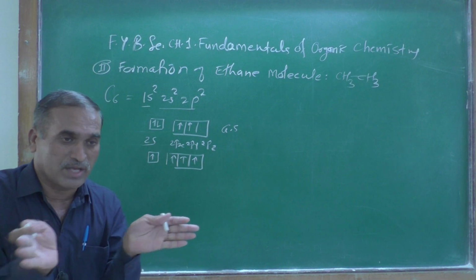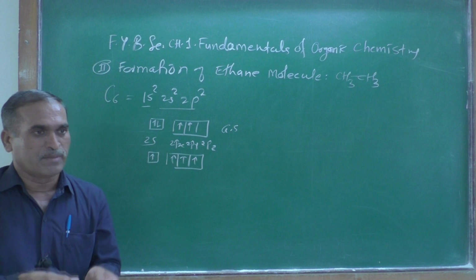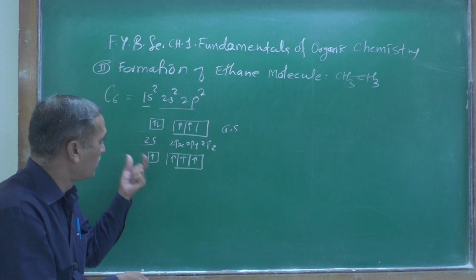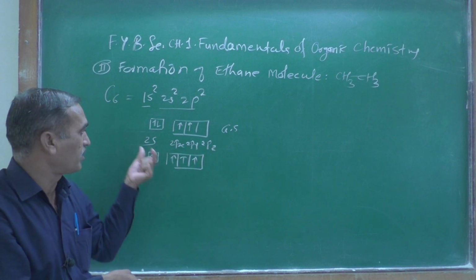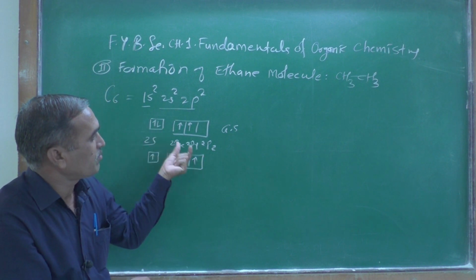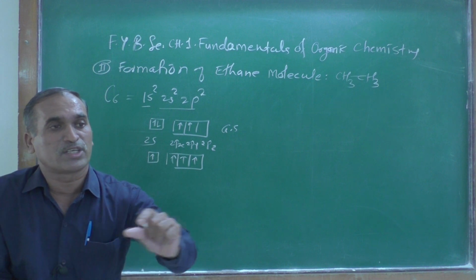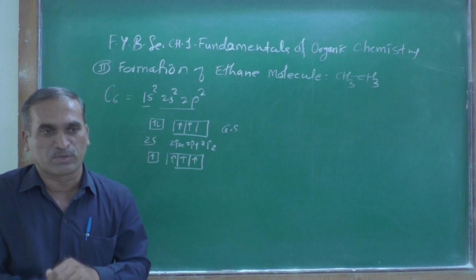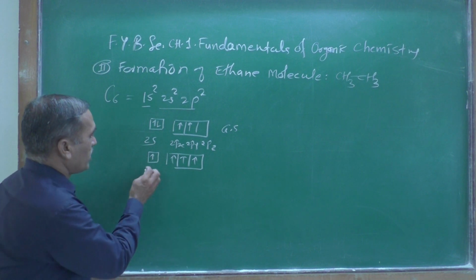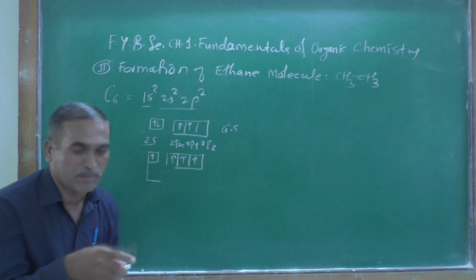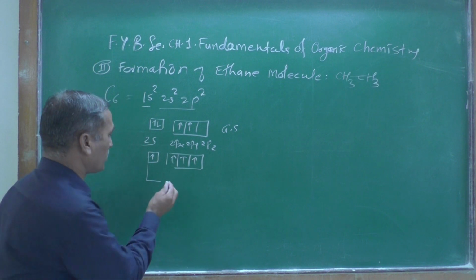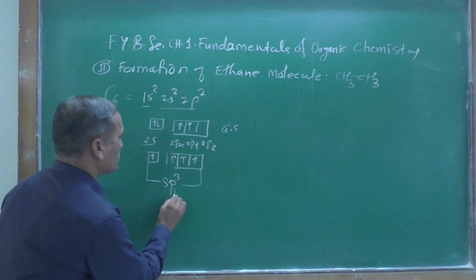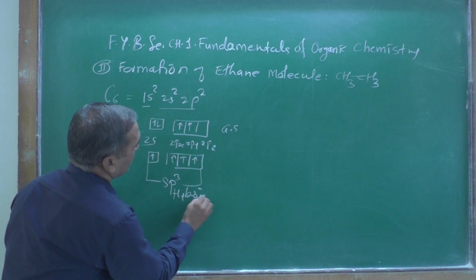Then, according to our definition, the mixing and redistribution of atomic orbitals, these are different atomic orbitals, and px, py and pz are also different atomic orbitals. When they mix together, overlap together or hybridize, we get new orbitals which are known as hybrid orbitals. And here in this case, this is sp3 hybridization.